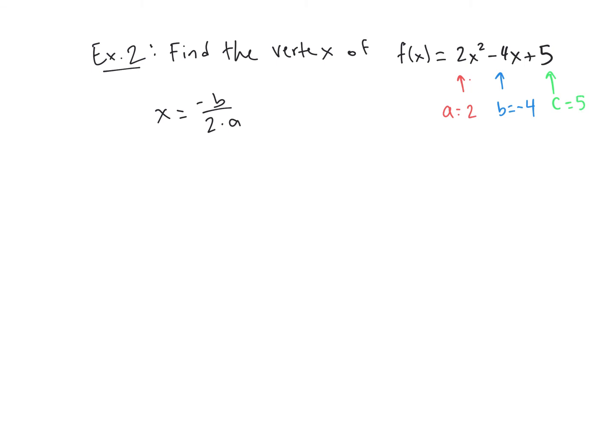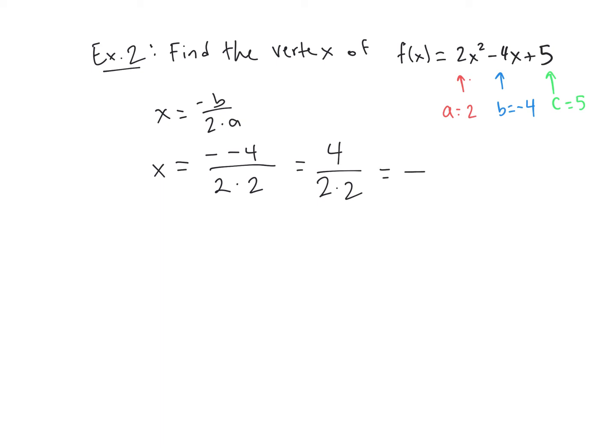So then I can go ahead and plug them in. So x equals, we'll write it this way. Vertically, x equals negative 4 over 2 times 2. So negative 4 is a positive 4 over 2 times 2. Go ahead and solve that out for x. So 4 divided by 2 times 2. Enter your answer for x when you're ready.